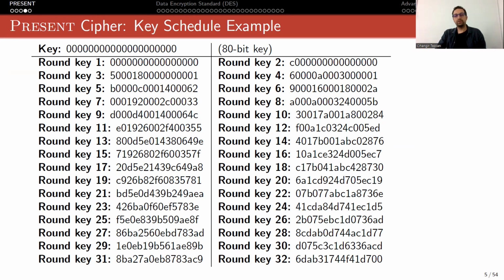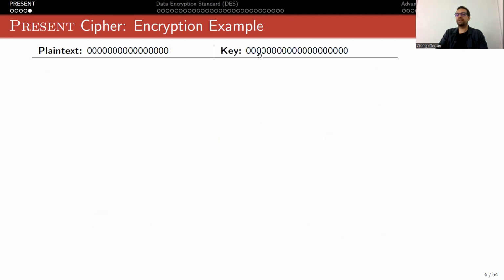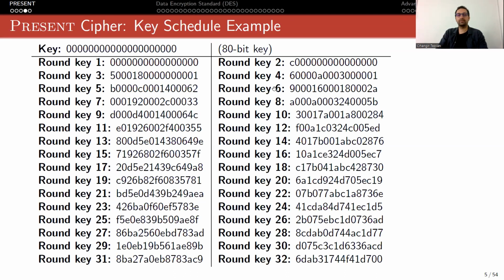Okay. So if this is the key schedule, then what happens when I encrypt something? If I use this master key, let's give an example. I choose my plaintext again all 0, 64 zeros. I also choose my secret key as all zeros. And let's see what happens. Actually, we can go to the figure and see what happens by ourselves. Okay, let's go back.